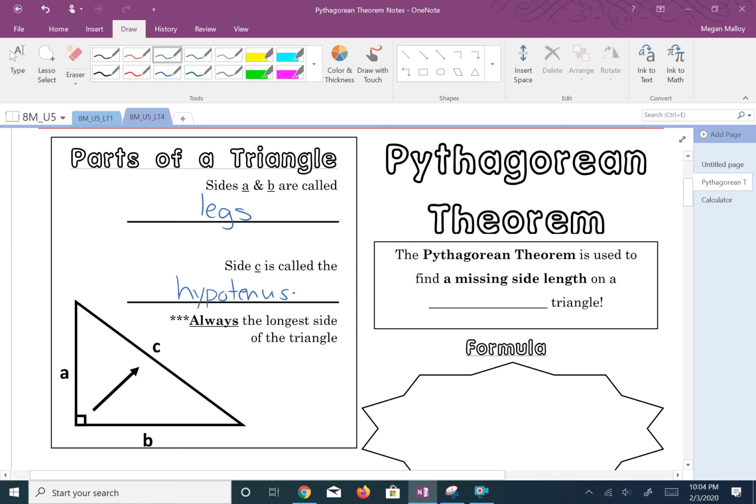And you'll always be able to tell which side of the triangle is the hypotenuse because it's going to be the longest side of the triangle. Another indicator is that it will always be the side opposite the right angle. Always.